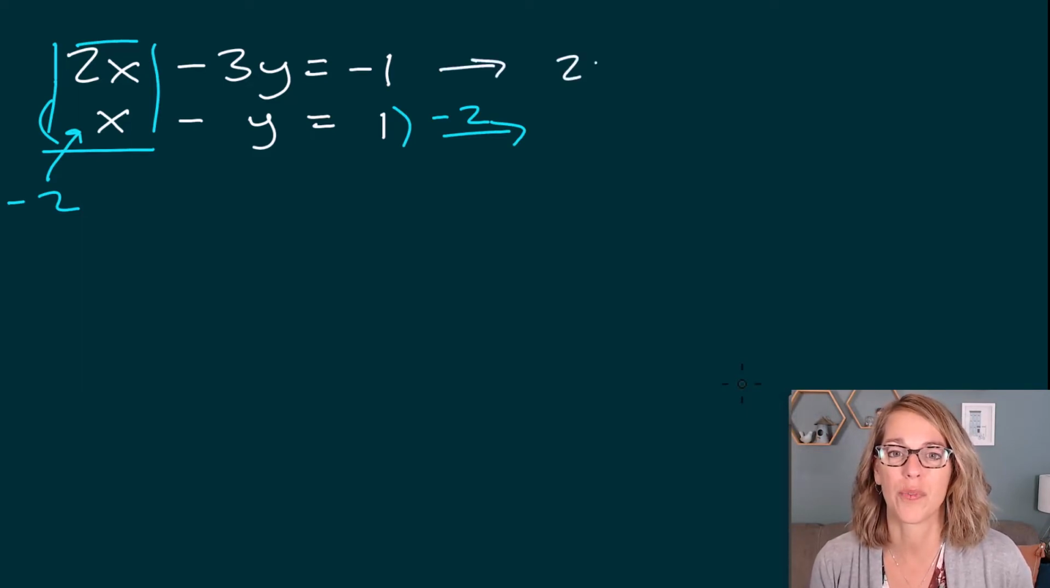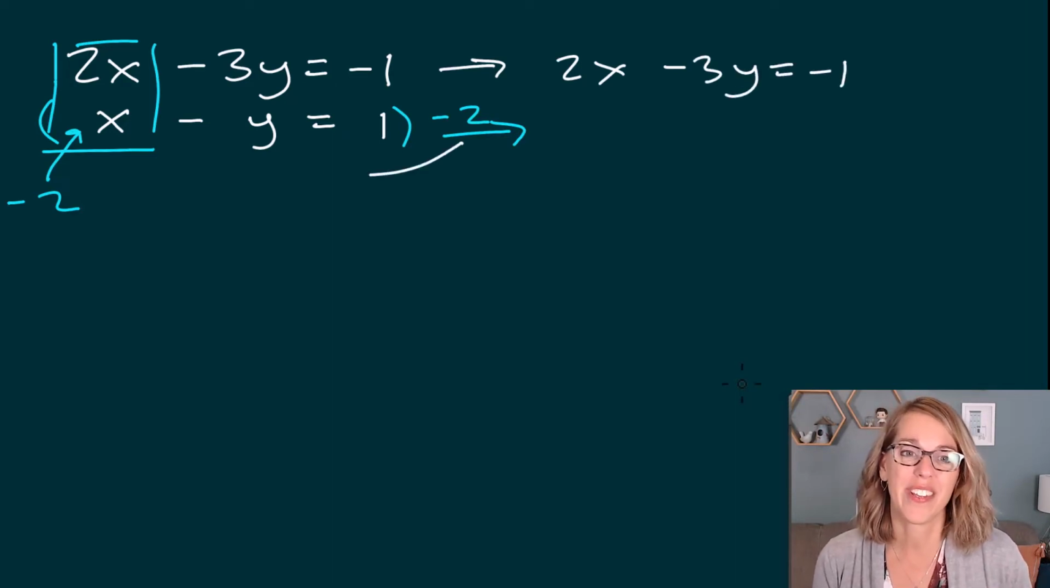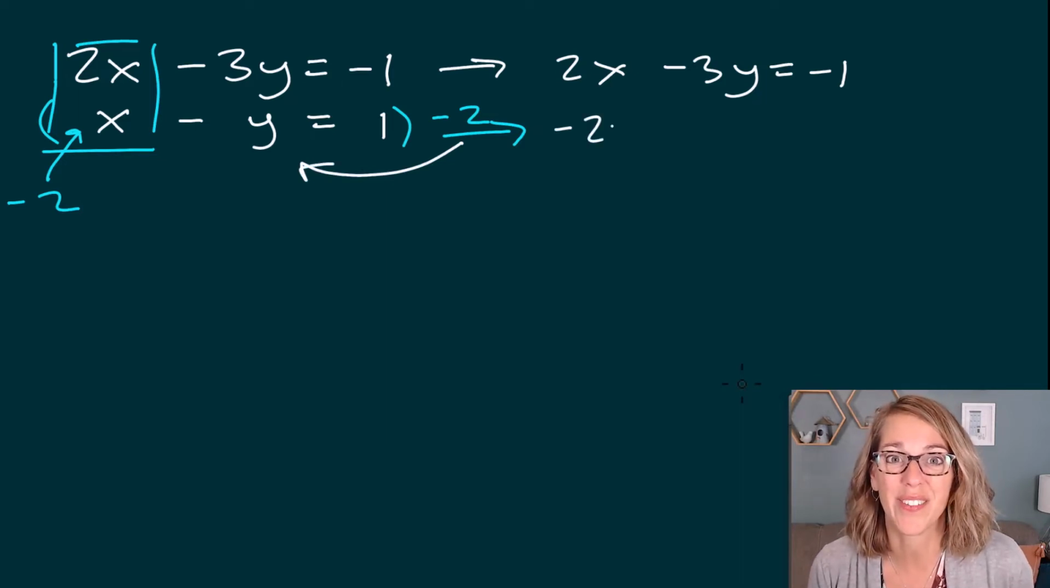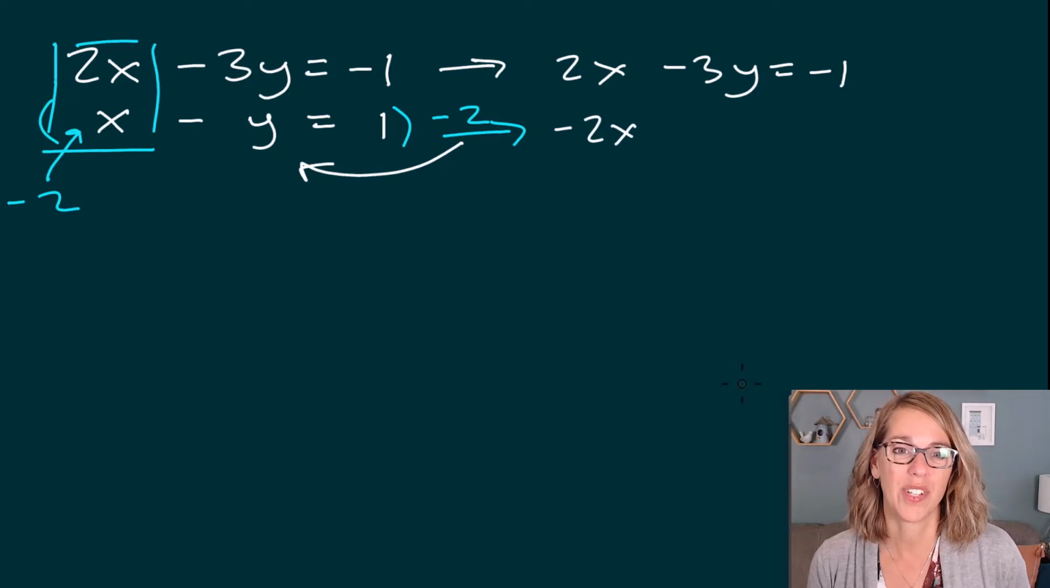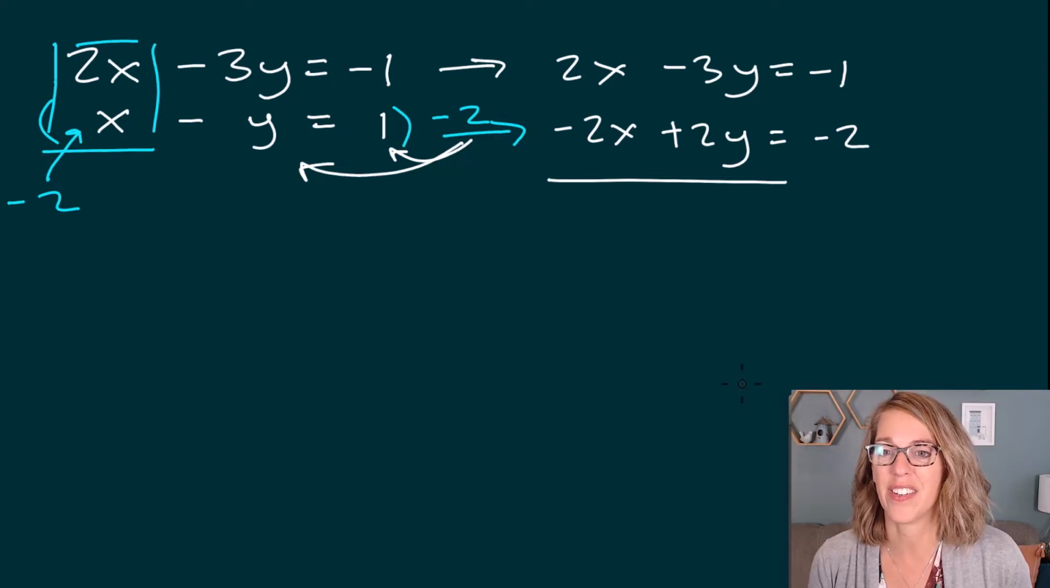So the first equation, just rewriting it, 2x minus 3y is equal to -1. Now let's multiply everything in this second equation by -2. So I get a -2x. -2 times -y is plus 2y. -2 times 1 is -2. I am ready to add these together, so I'm going to go ahead and combine those like terms.